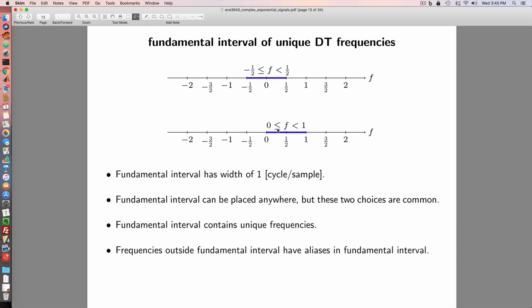And all other frequencies have aliases back in these fundamental intervals. So you pick a fundamental interval, and then you can find, for any other frequency outside that interval, a frequency alias for that just simply by subtracting integers until you get into this fundamental interval. We'll look at some examples in a few minutes.